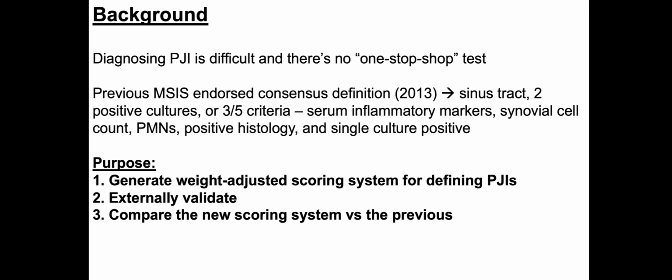Just quick additional background information. Diagnosing PJI is difficult, and there's really no one-stop-shop test that can confer whether someone has a periprosthetic joint infection or doesn't. In 2013, the MSIS group, an international infection group, endorsed a consensus definition of what they considered to be suspicious for periprosthetic joint infection. These factors included a sinus tract, 2 positive cultures, or 3 out of 5 of the following criteria: elevated inflammatory markers in the serum, elevated synovial cell count, elevated PMNs, positive histology, and a single positive culture.